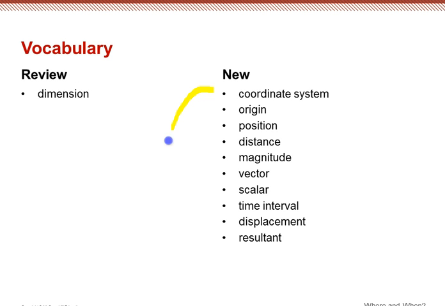Some new vocabulary that you may have not seen before or just can't quite remember what it means is over here on the right. We've got coordinate system, origin, position, distance, magnitude, vector, scalar, time interval, displacement, and resultant. We're going to talk about what all of those are and how they factor into motion.